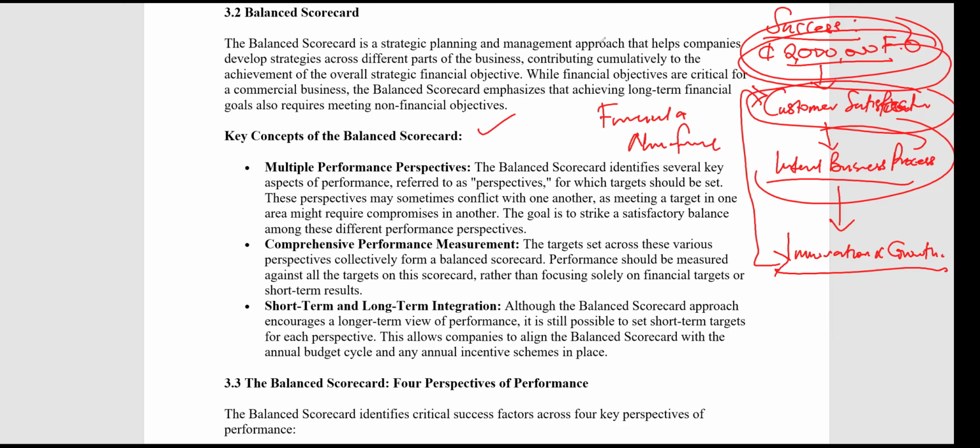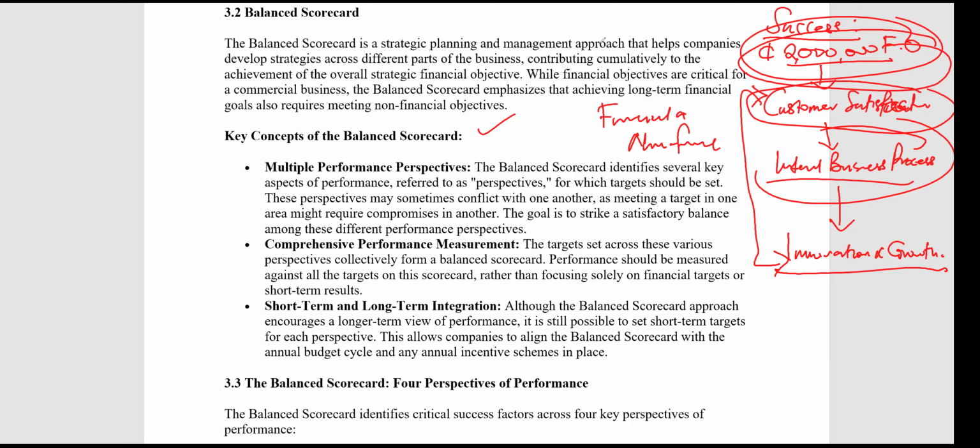Yes. So one thing you should understand is that, for instance, this 2 million that we want to get, definitely we'll have to do some sacrifices within, right? Like structuring our operations and all that, which also comes at a cost. So sometimes there might be conflicting objectives. But the goal is to try and strike a satisfactory balance among these different perspectives. Is that okay? Yeah.